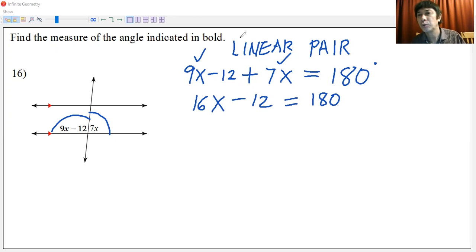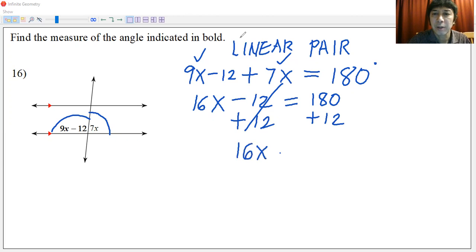Add the 12 to both sides. This zeroes out the 12 and the negative 12, and we will only have 16x. And the right side is 192.